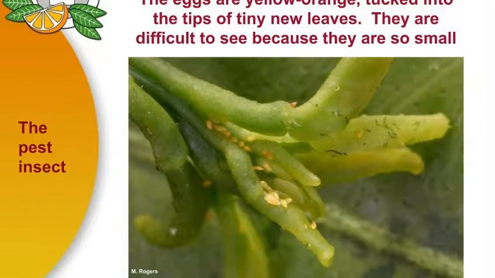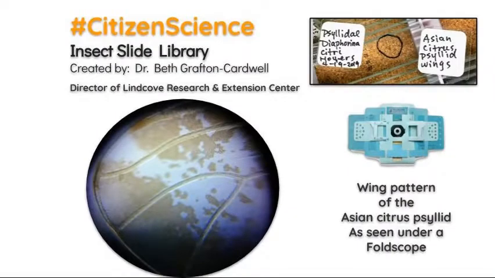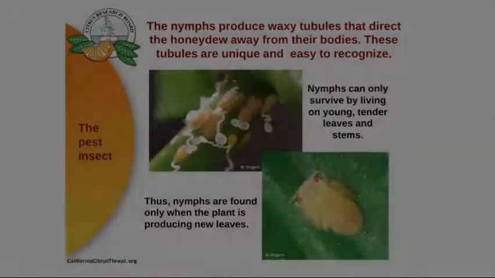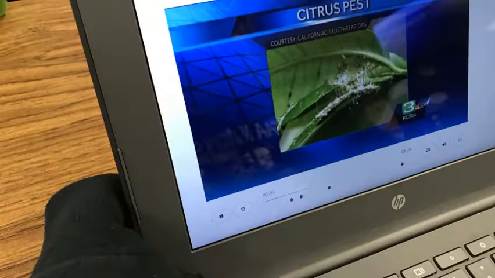Using resources from Dr. Elizabeth Grafton Cardwell, an entomologist from the Lindcove Research and Extension Center, we learned how the Asian citrus psyllid has a unique brown mottled wing pattern and how they feed on the leaves and stems, producing these white, waxy tubules. Since the Asian citrus psyllid is not native, it does not have a natural predator.